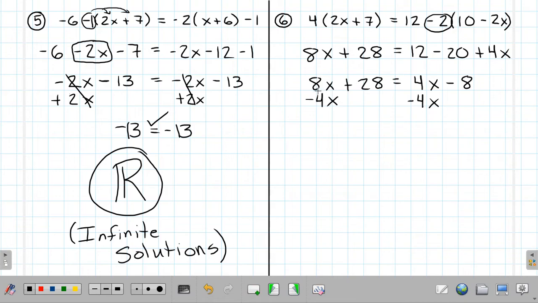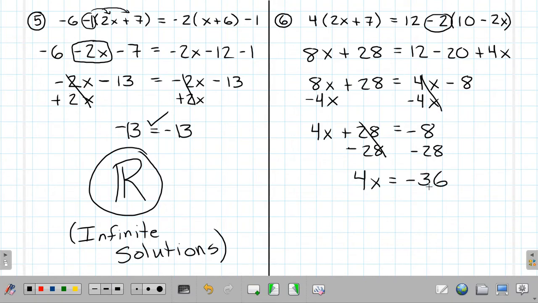Subtract the 4x. 8x minus 4x is 4x. Plus 28 is equal to negative 8. And then we would subtract 28. 4x is equal to negative 36. Divide by 4. Divide by 4. X is equal to negative 9.